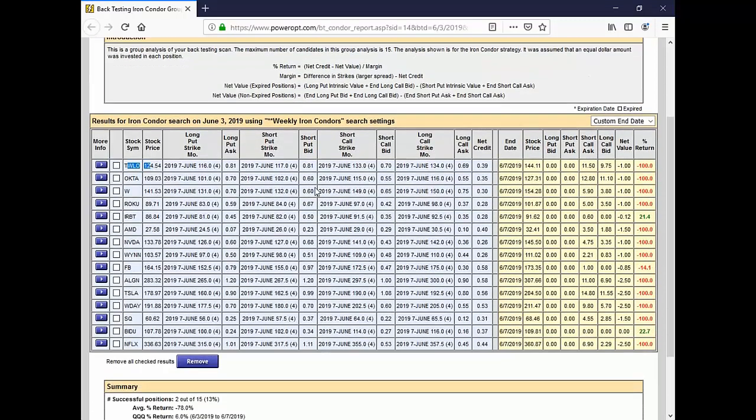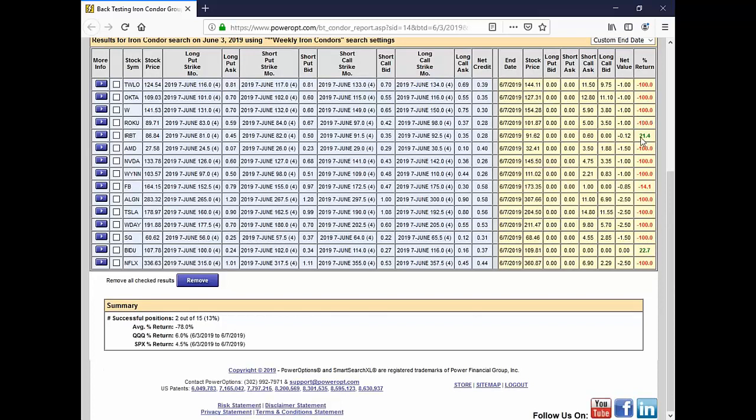Twilio, when we opened the position, the short put was the 117 and the short call was the 133. Stock in 4 days ended at 144, so at expiration, look at these losses to the bullish side. 100% loss, 100% loss. Did have a 21.4% return and a 22.7%. Again, I am cherry picking. But take a look. So 2 out of 15 worked in those first 4 days with that bullish move upwards.